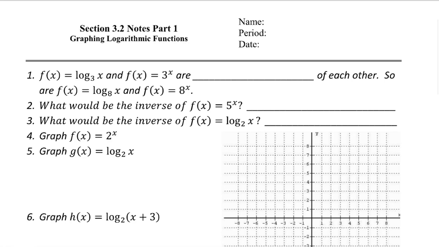So you will be asked, and you need to know, that something like log base 3 of x and 3 to the x power are inverses of each other. Log base 3 of x is the inverse of 3 to the x, and 3 to the x is the inverse of log base 3 of x. Also, log base 8 of x and 8 to the x, those are inverses of each other.